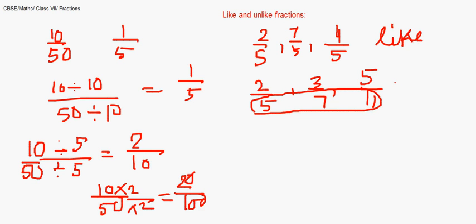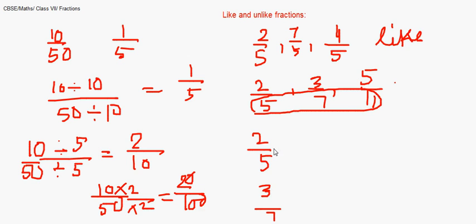How do we convert? The first step, before moving on to learning addition and subtraction, is to know how to convert unlike fractions to like fractions. Suppose I am converting 2 by 5 and 3 by 7 into like fractions. They are unlike fractions. We need to take the LCM of the denominators.